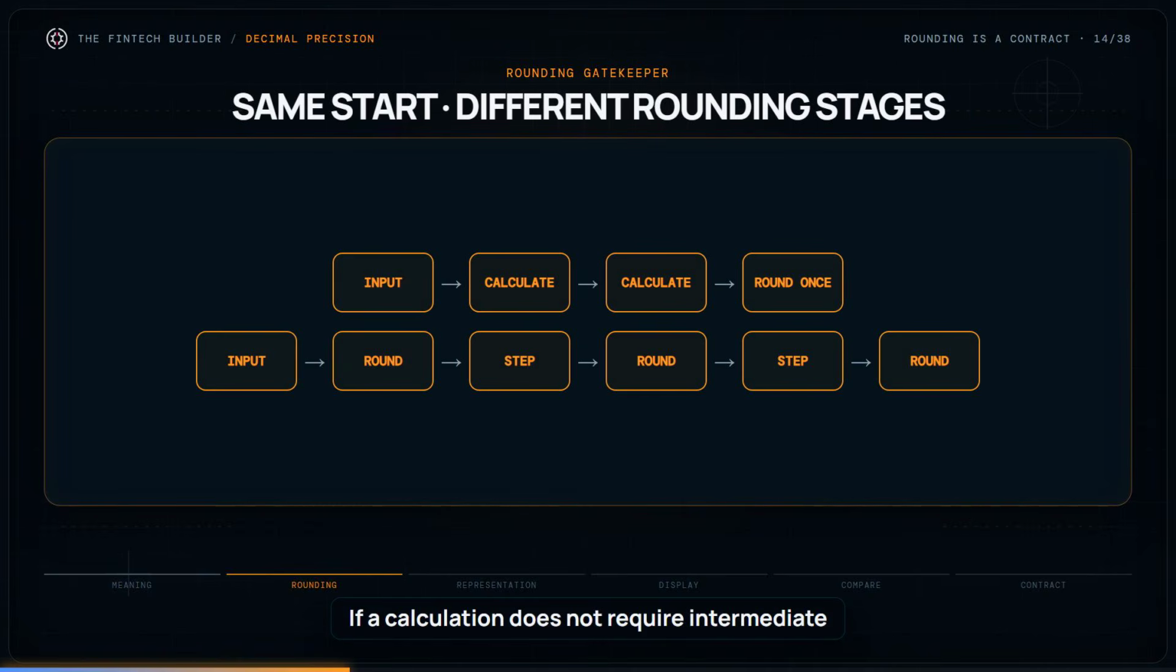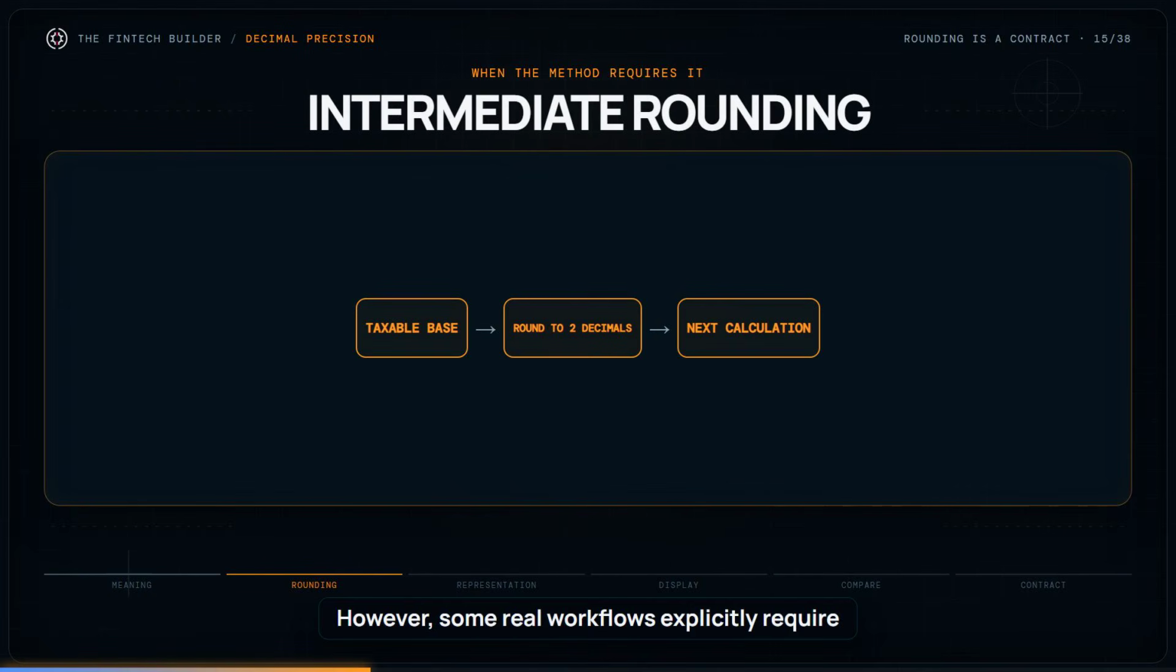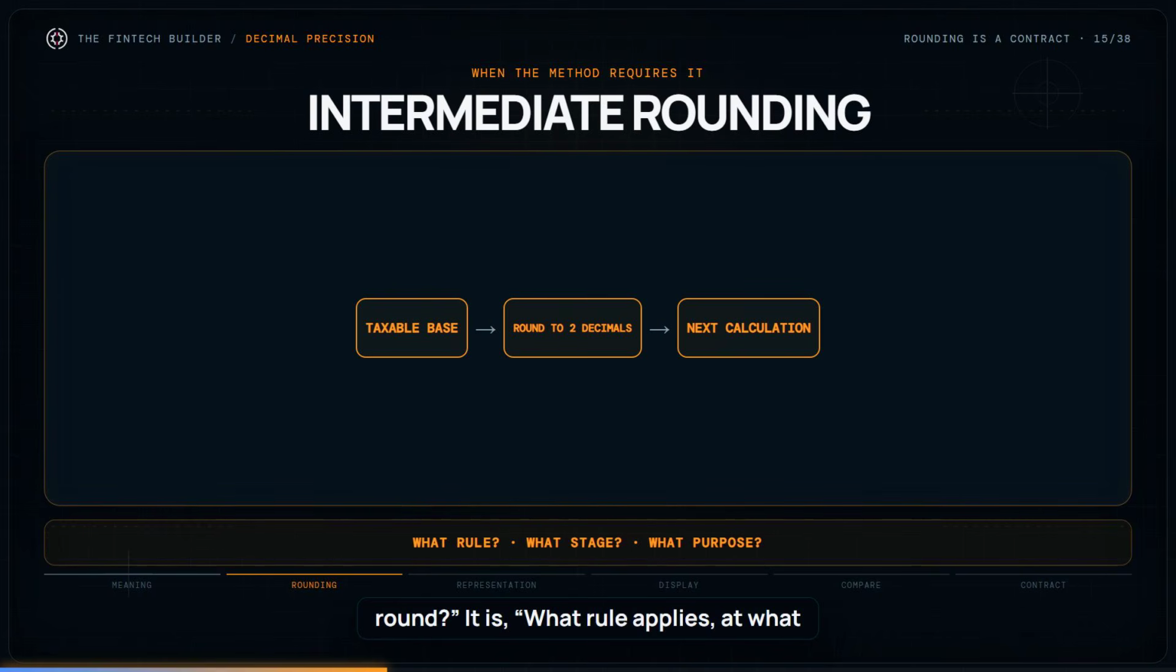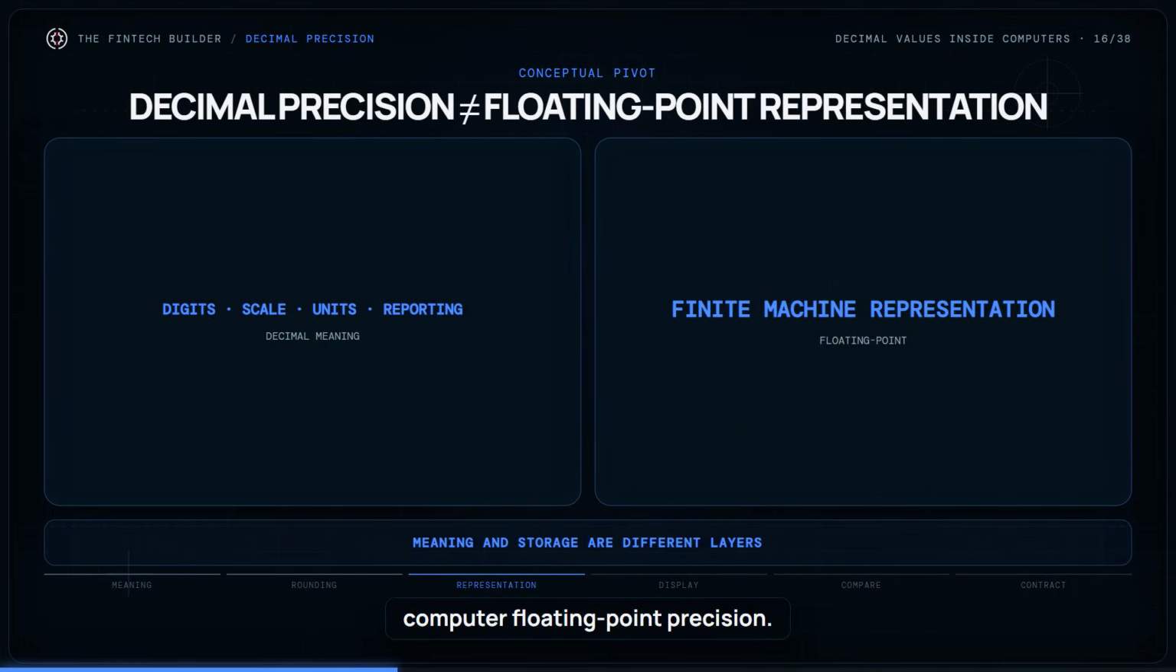If a calculation does not require intermediate rounding, keep the validated internal precision through the calculation and round once at the final reporting boundary. Repeatedly rounding intermediate results can accumulate error and can produce a different final answer. However, some real workflows explicitly require rounding at particular steps. In that case, intermediate rounding is not a mistake. It is part of the method. The correct question is not simply, should we round? It is, what rule applies at what stage and for what purpose? We also need to separate decimal precision from computer floating point precision.